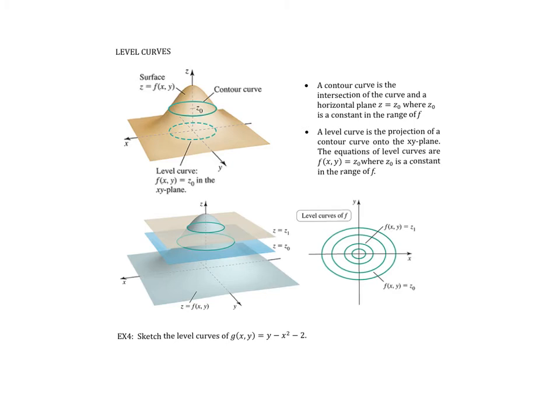The next topic that we want to talk about when we're looking at our functions is level curves. Now remember, our z function is some surface in three-dimensional space. So if we look at this diagram, we see our surface z. If we take our surface and we intersect our surface with a horizontal plane, then what we get is a contour curve. So that would be this curve in green.